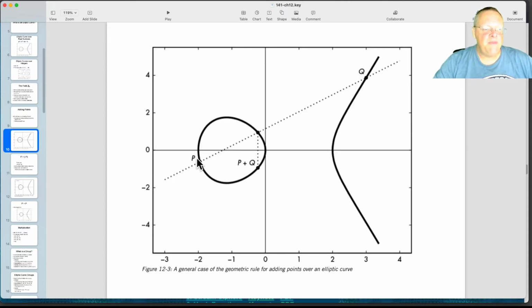You have a point P and a point Q, and the rule is find the other point on that line connecting them, and then reflect it through the y value. So this is just a way to combine 2 points to somehow find another point that's on the curve. I don't even know why you'd bother calling this addition. It doesn't seem to have anything to do with normal addition. But anyway, it is a way to combine 2 points to get a third point that's on the curve, and that's all you really need.